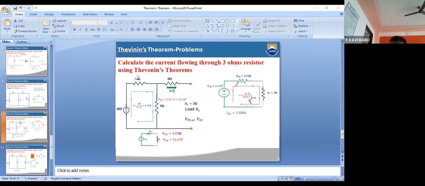That is 20 by the total resistance, which is 4 plus 5. The value of the current is 2.22. After that, we have to multiply this 2.22 current with the 5 ohms resistor. We are getting the VTH here, that is the open circuit voltage. This VTH is equal to the open circuit voltage, also the same.